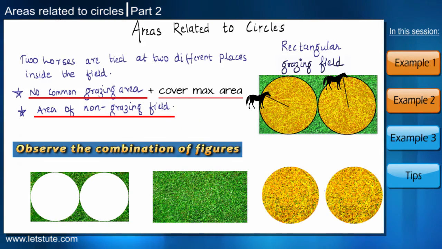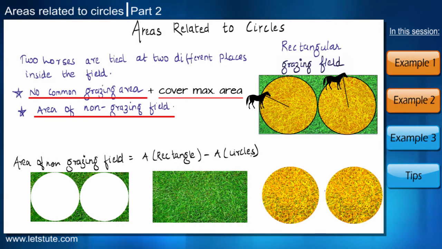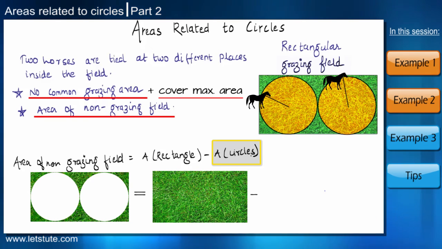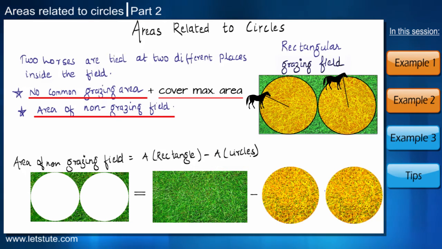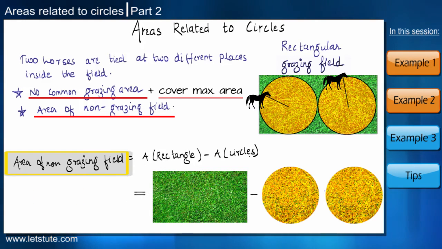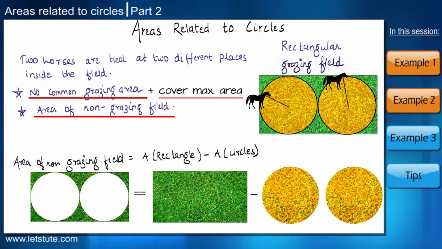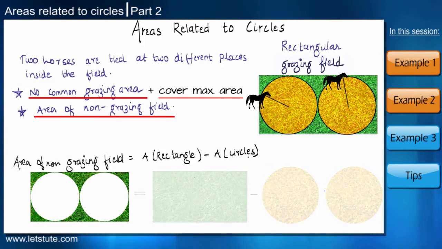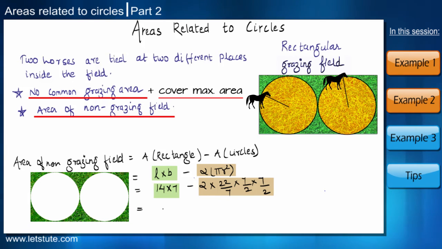From this figure, we can easily say that just by subtracting the area of the circles from the area of the rectangle, we will obtain the area of the shaded region, which will come to 21 meters square.